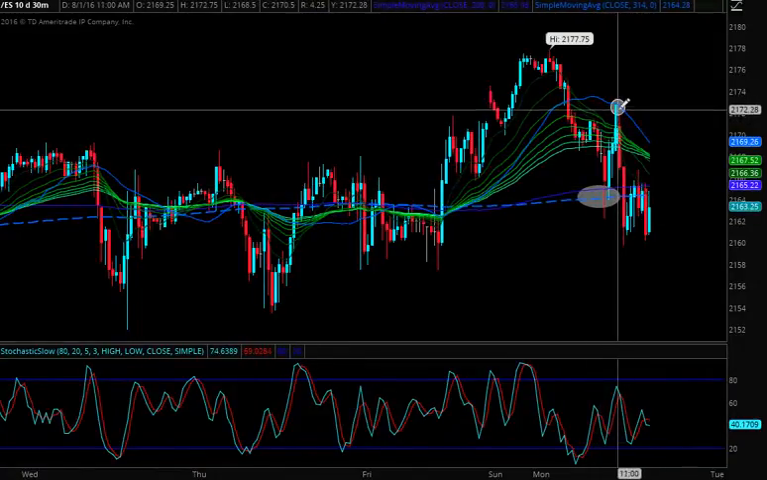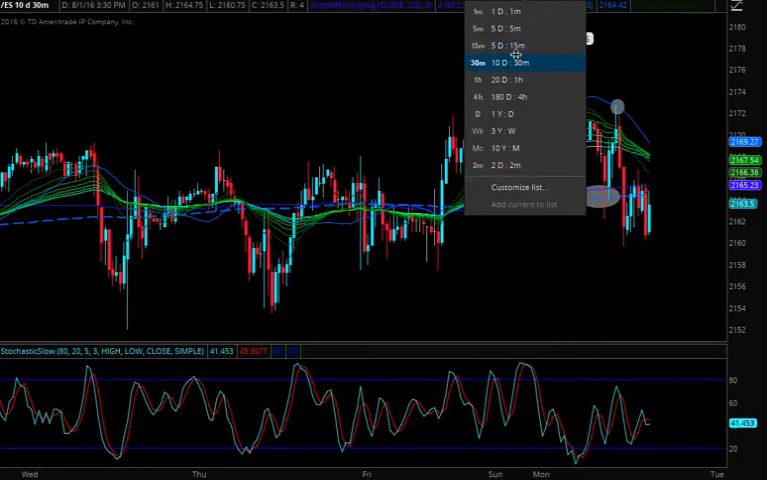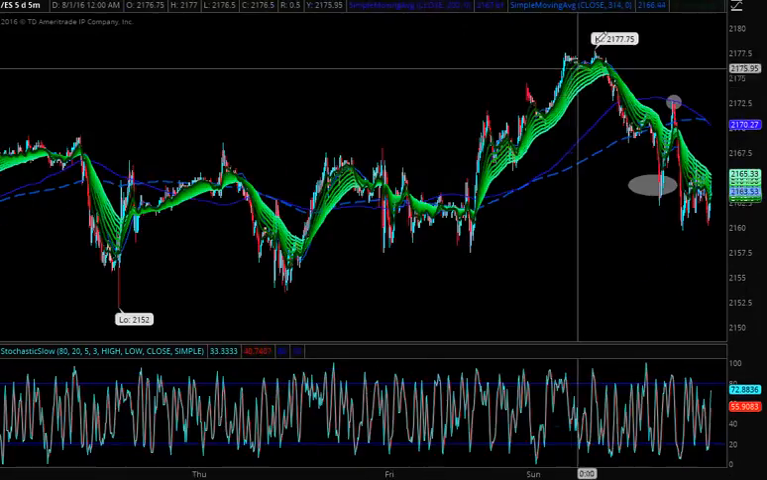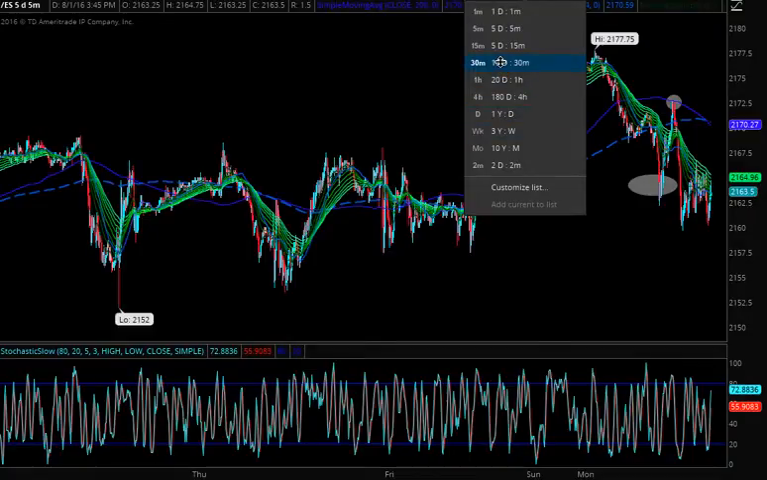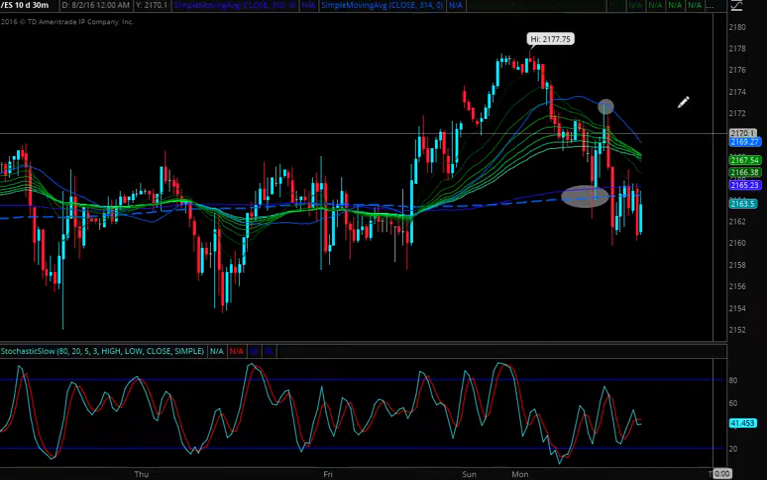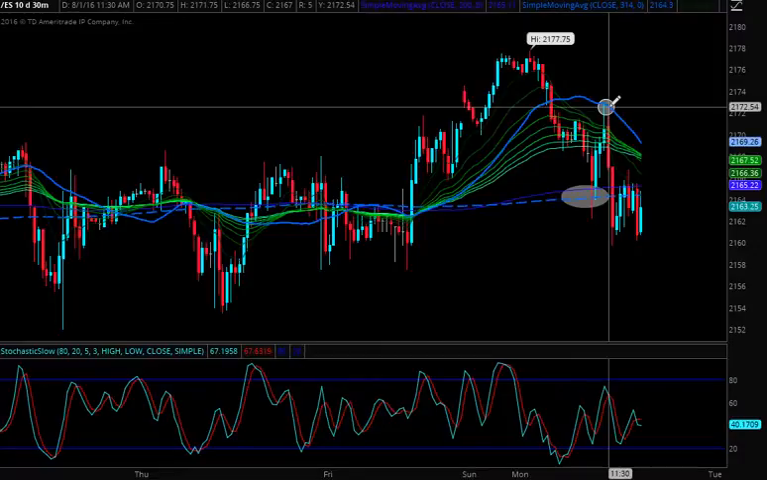All right, and then the market failed. If you look at the 5-minute, everything's fractal. So, right, what is the 30-period moving average on the 30-minute chart?